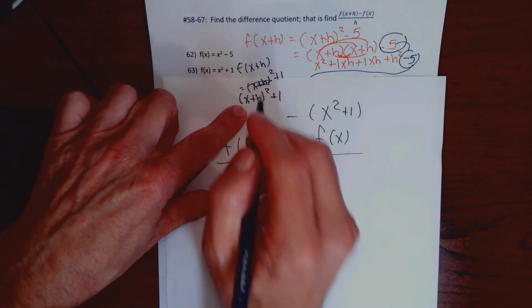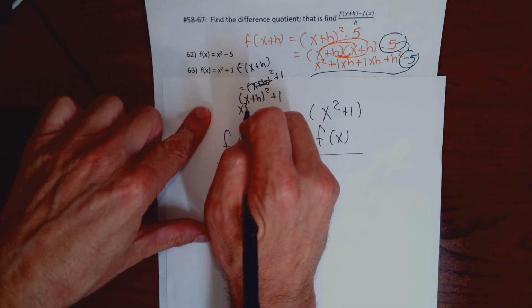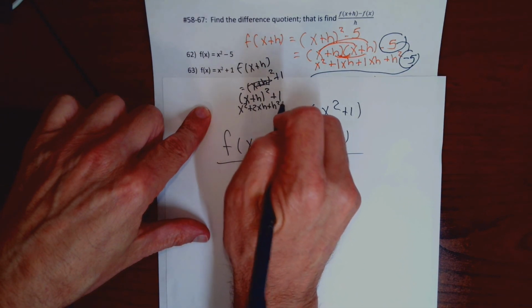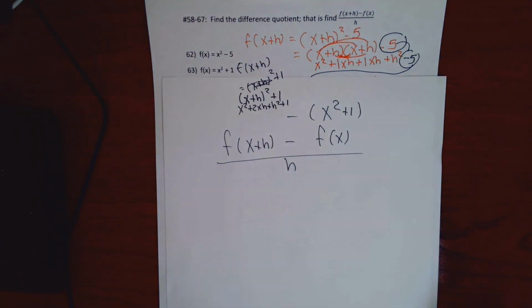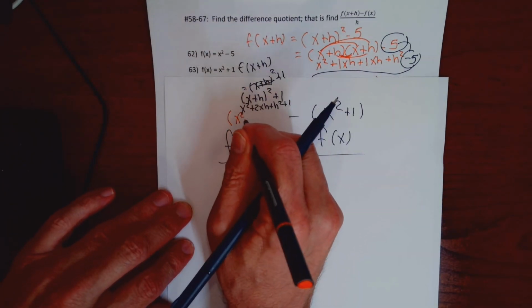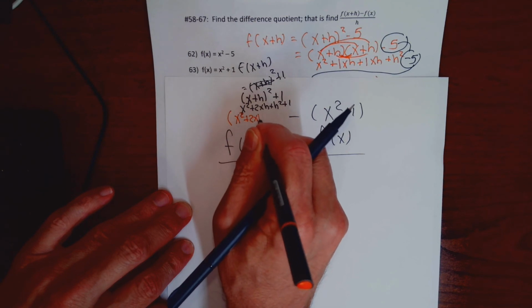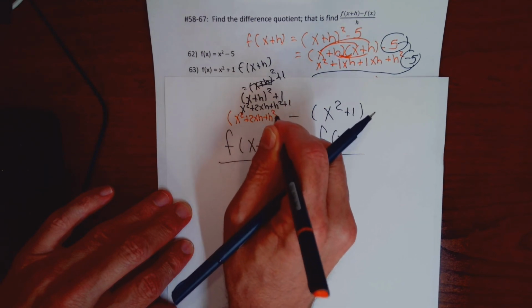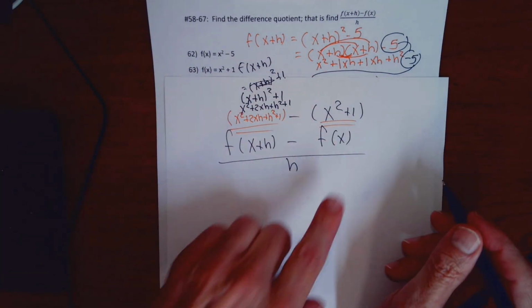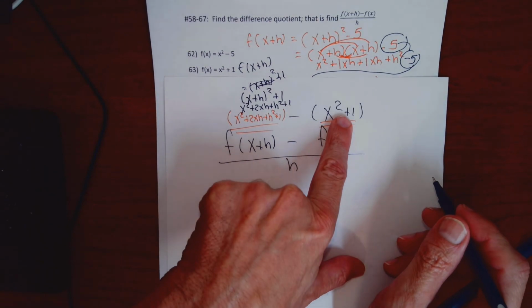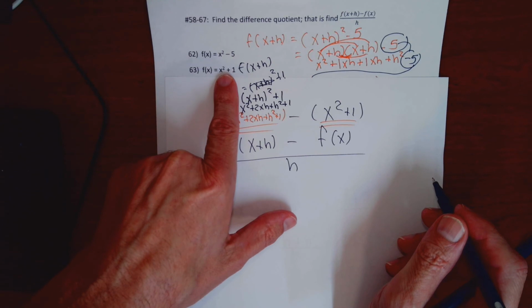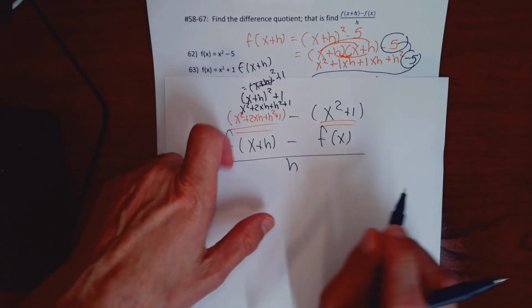So this guy right here comes out to be x squared plus 2xh plus h squared, and I still have the plus 1. So in place of f of x plus h, I'm going to write x squared plus 2xh plus h squared plus 1. So now I know how to doctor up my numerator. To the right of the minus sign, I take the given function. To the left of the minus sign, I take what I get when I change the x in the function to x plus h.